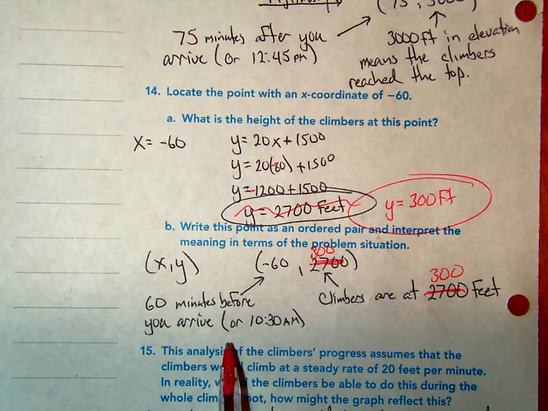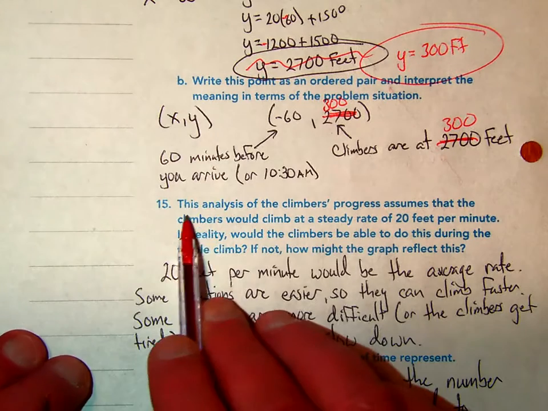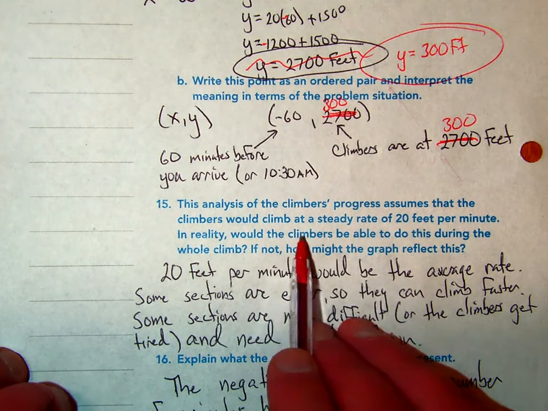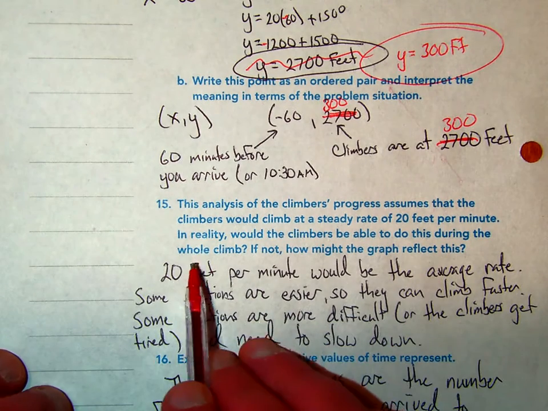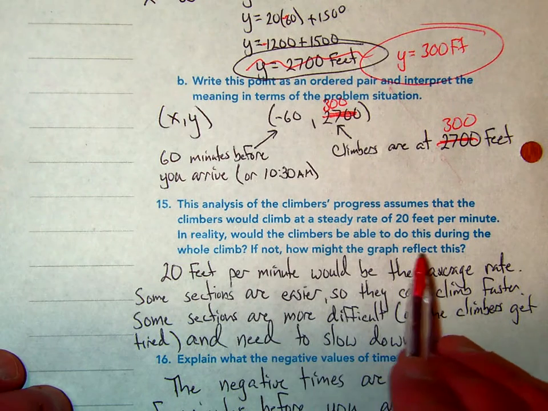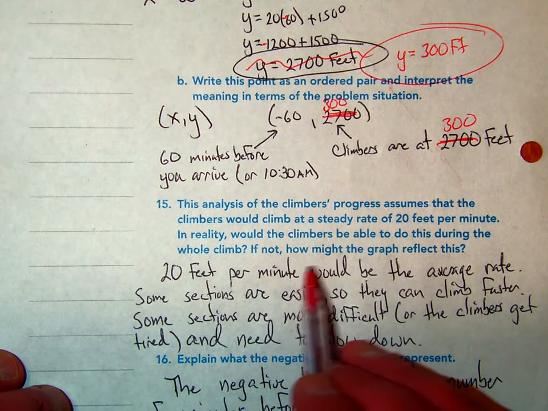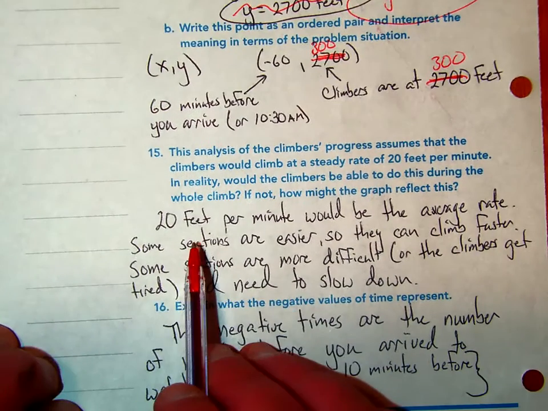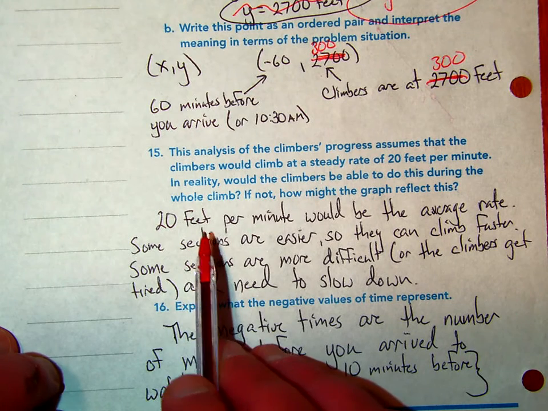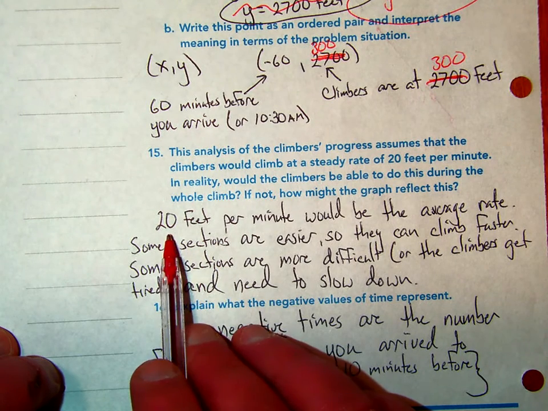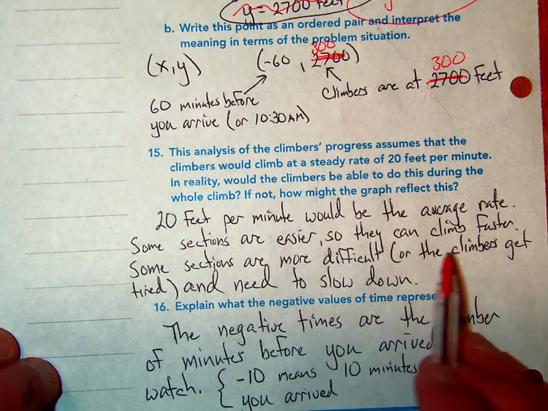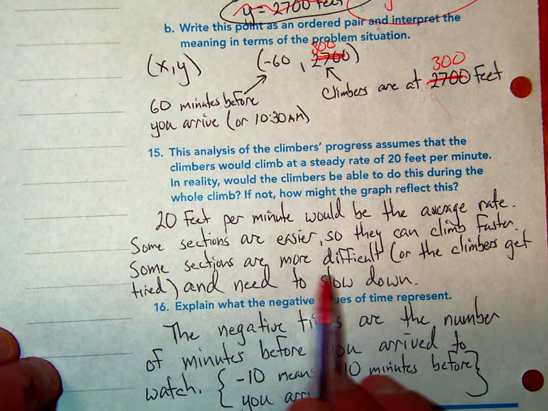This analysis of the climber's progress assumes that the climbers would climb at a steady rate of 20 feet per minute. In reality, would the climbers be able to do this during the whole climb? If not, how might the graph reflect this? And again, 20 feet per minute is an average. So 20 feet per minute would be their average rate. Some sections are easier, so they can climb faster. Some sections are more difficult, or the climbers just are tired and need to catch their breath, so they need to slow down.